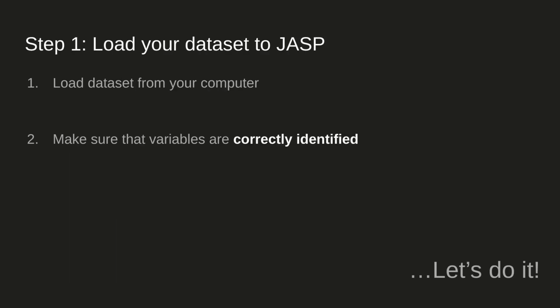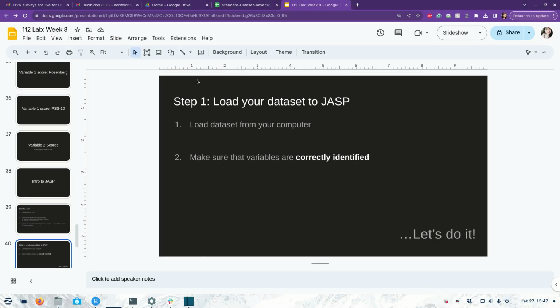So let us go with our very first step. Let us load our dataset on JASP. For this, we're going to be loading our dataset in a CSV format. Very important that you remember this. So we're going to have to download our toy dataset that we have been working on in Google Sheets, download it as a CSV, and then load it to JASP. And then just make sure that variables are correctly identified before we proceed to our actual analysis. So let us do it.